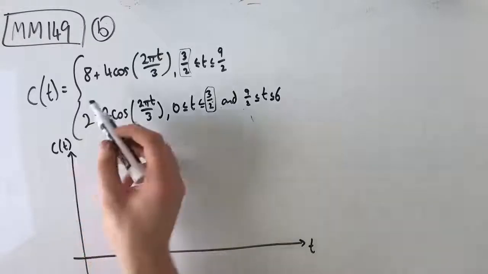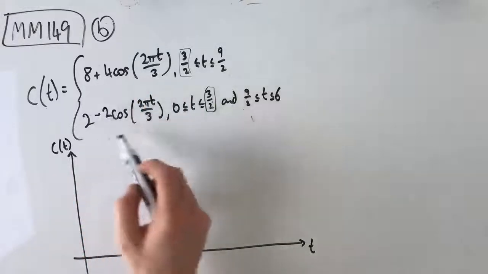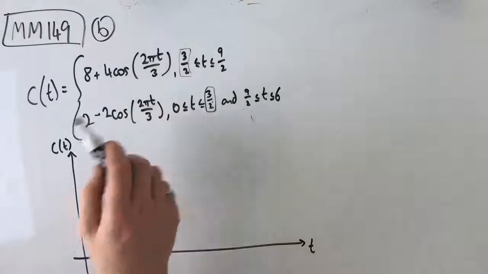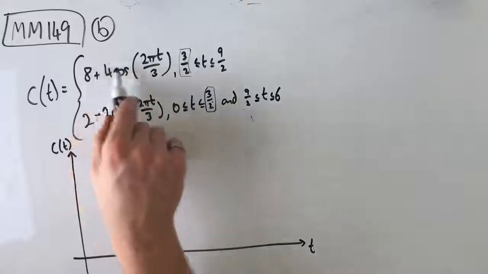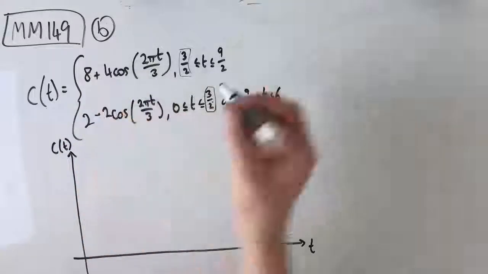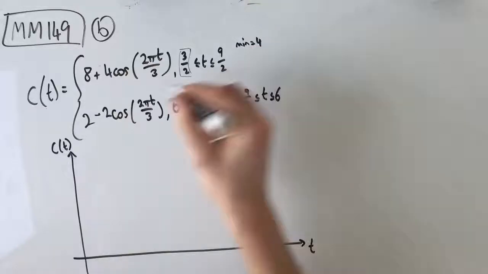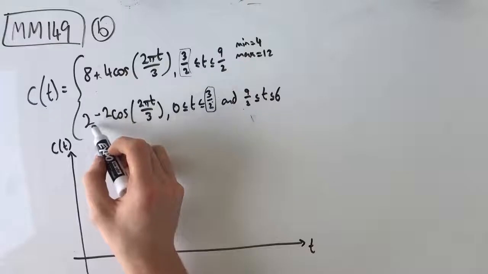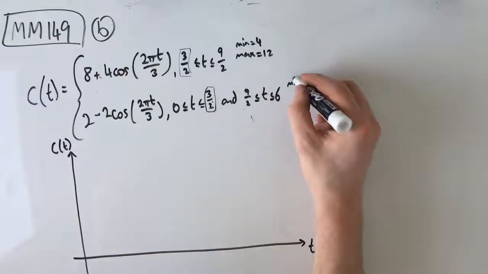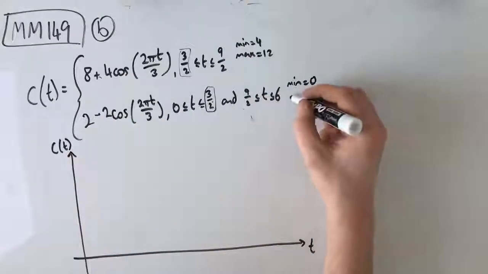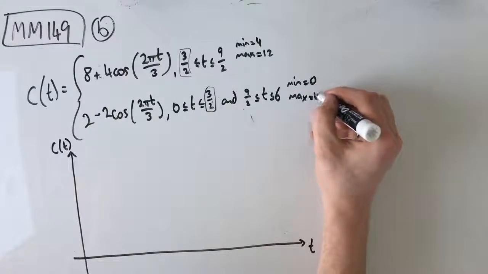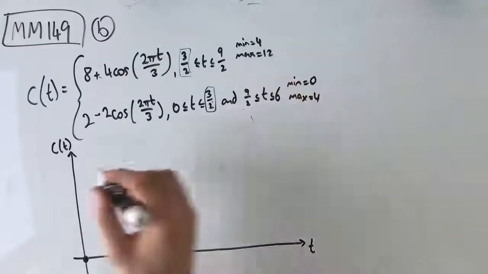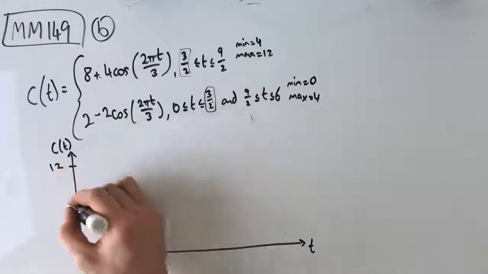Now, let's work out the maximum and minimum of each one of these so that we can work out our scale and what it's going to look like. So our minimum for this function here is 8 minus 4, which is 4. So maybe let's just even write min equals 4, and the maximum is 8 plus 4, which is 12. So max equals 12. Our minimum for this is 2 minus 2, which is 0. So min equals 0. And our maximum is 2 plus 2, which is max equals 4. Sweet. So our minimum is going to be 0, and our maximum is going to be 12. Okay, put 12 up here.